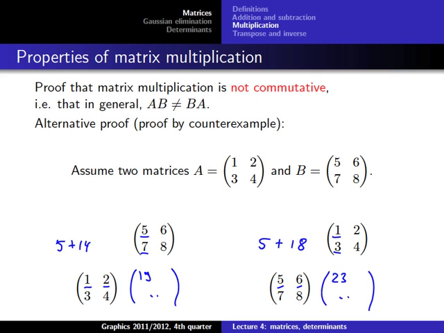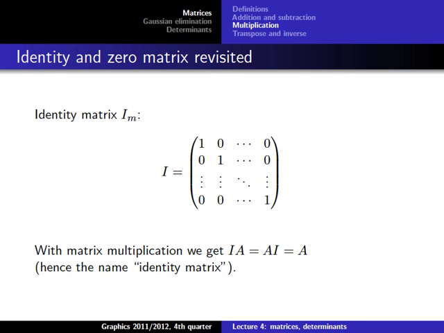So we find one example where matrix multiplication is not commutative, which means we have proven that in general we cannot say that matrix multiplication is commutative. Of course, there are situations where it is, but we wanted to prove the general case, and we have proven that by just finding one counterexample. Good. One example where it is actually commutative is the identity matrix that we introduced.